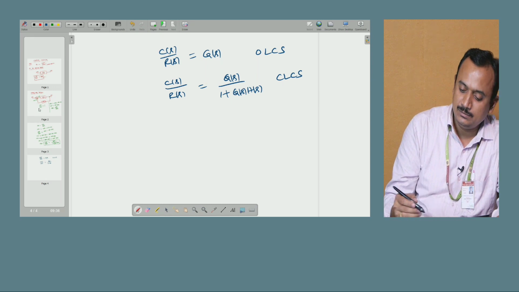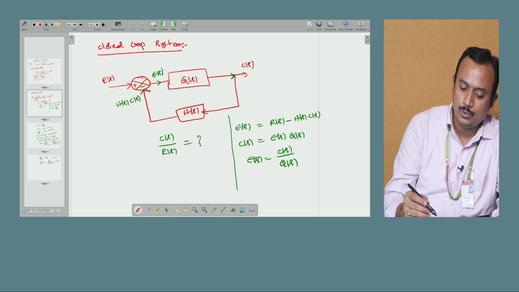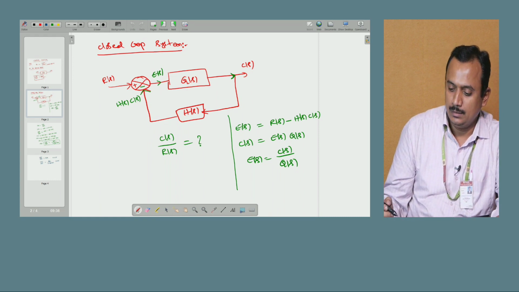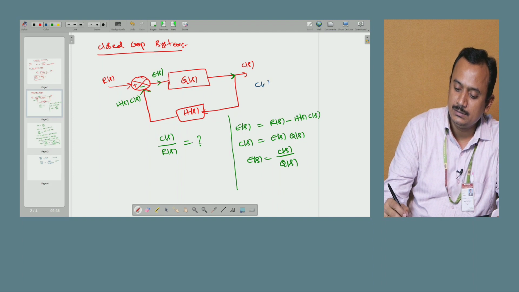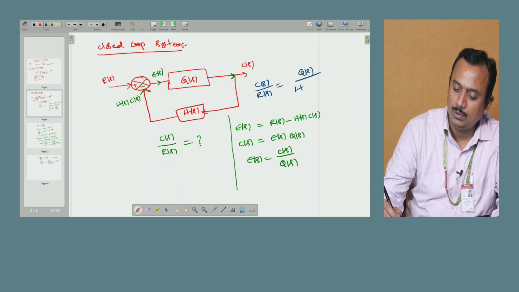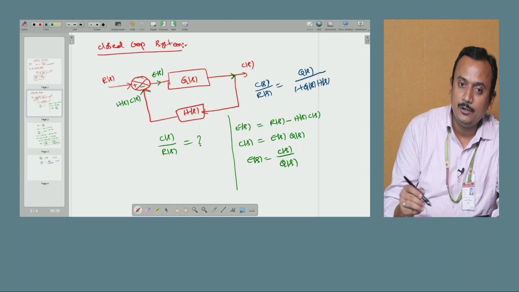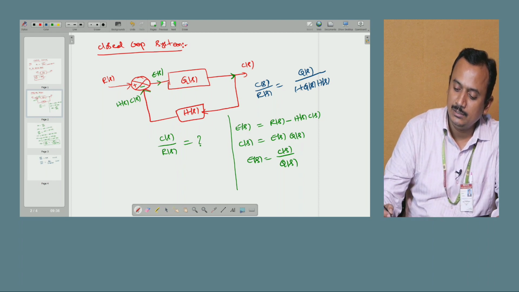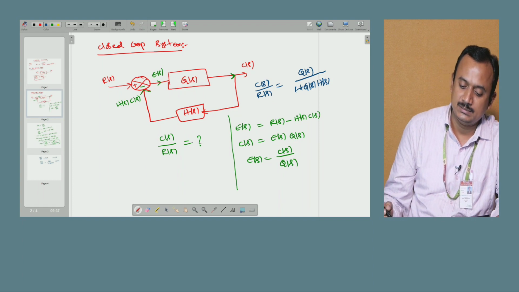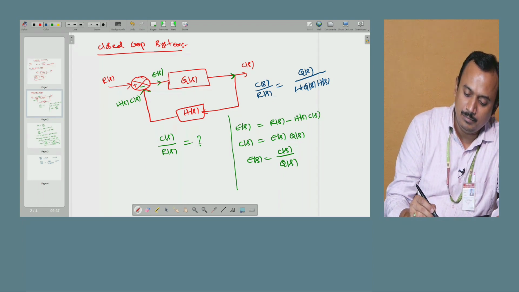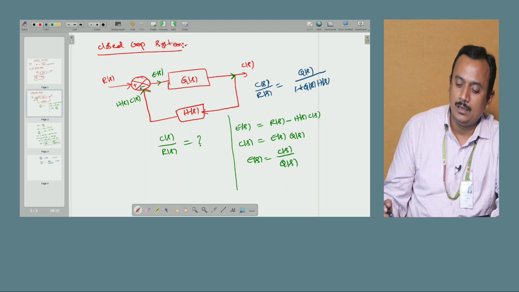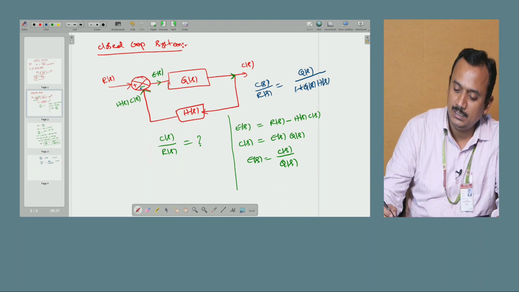Now the difference you need to observe is, for the closed loop system, if I consider a negative feedback, we get C of s by R of s is equal to G of s by 1 plus G of s into H of s. If I take a negative feedback system, in the denominator we get 1 plus G of s into H of s. Similarly, if I take the positive feedback system and do the same process, instead of plus, I will get minus.